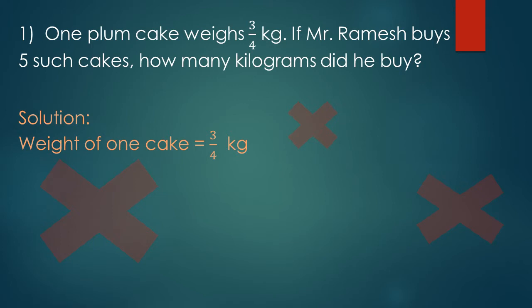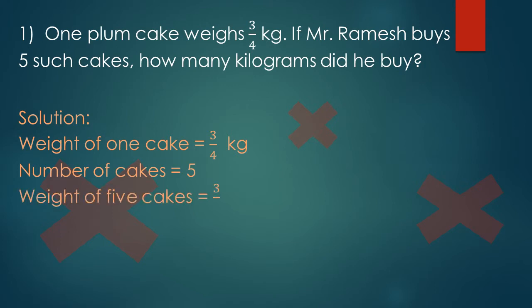How many cakes did Ramesh buy? Yes, 5 such cakes. So write down the second statement: number of cakes is equal to 5. And the third statement is: weight of 5 cakes is equal to 3 upon 4 multiplied by 5 upon 1. Here I see numerator and denominator are not divisible by the same number. So do the multiplication, numerator by numerator and denominator by denominator. 3 5s are 15 and 4 1s are 4. So the fraction is 15 upon 4.